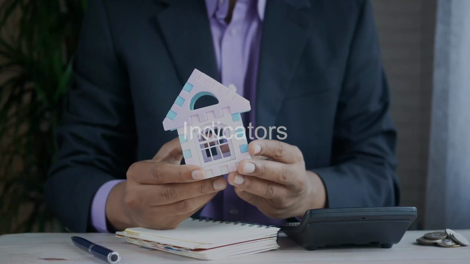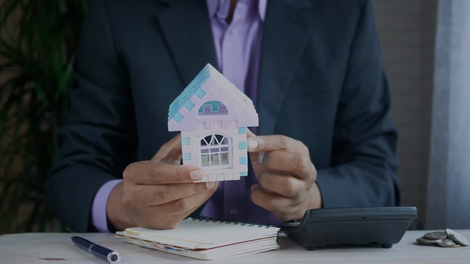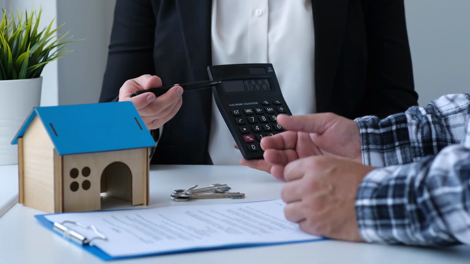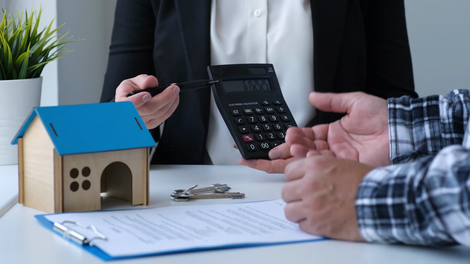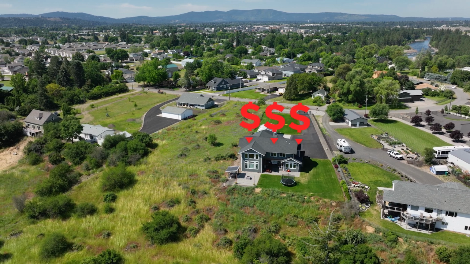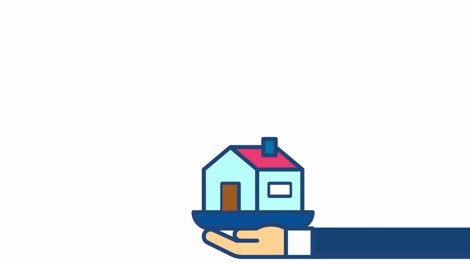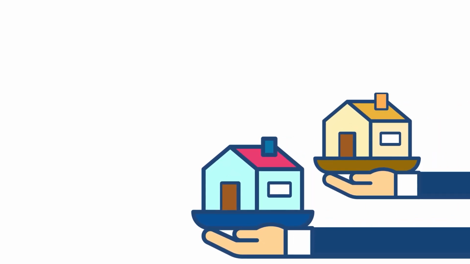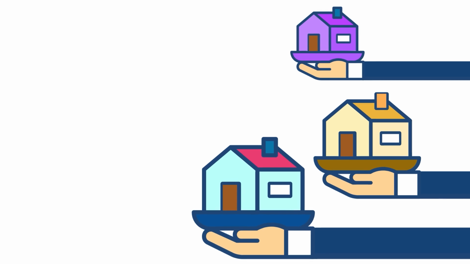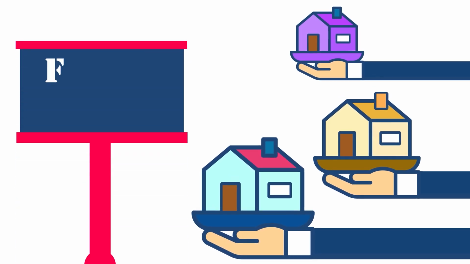Indicators. Indicators of a market peak include a slowdown in property sales, plateauing rental rates, and property prices that may seem unsustainable. High construction activity continues, but signs of oversupply may start to emerge. Additionally, there may be an increase in speculative buying and investor exuberance.